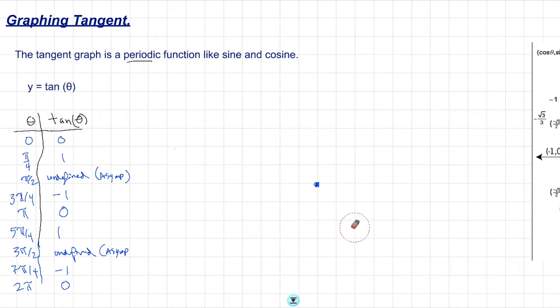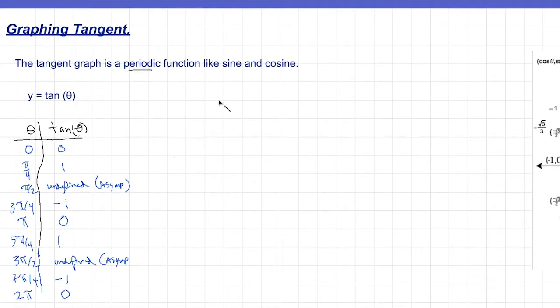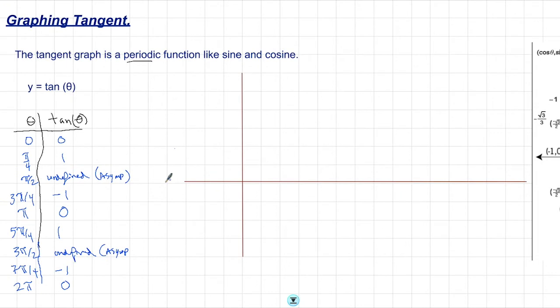Now what we want to do is start to create what this graph is going to look like. So what I would ask that you do, let's make an axis here, and then let's make another one right down the center, and go out to here. And then let's label these. It's really important for us to label these values. So our x-axis is theta in this case, and our y-axis is tangent theta.